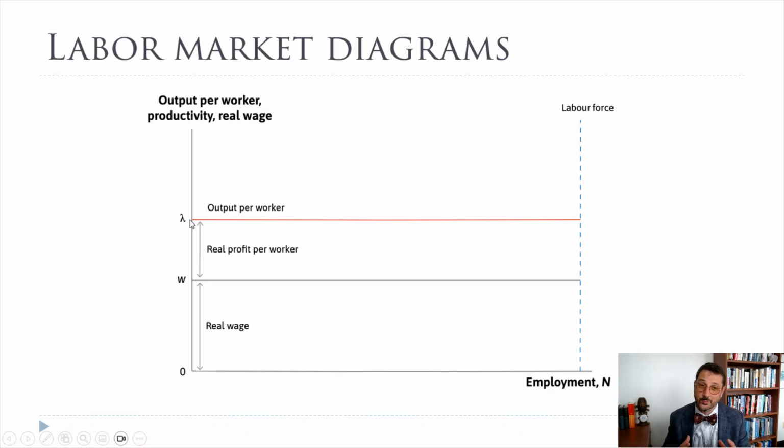And remember, that number is really important because that is the maximum amount that workers can get paid. If lambda is low, then wages are going to be low. And the only way to increase wages on a macroeconomic scale is for workers to be able to produce more.